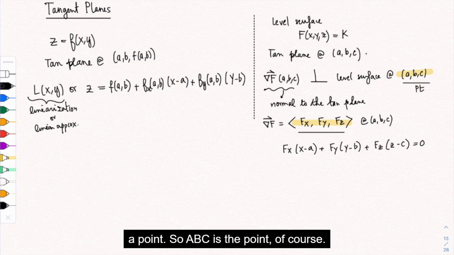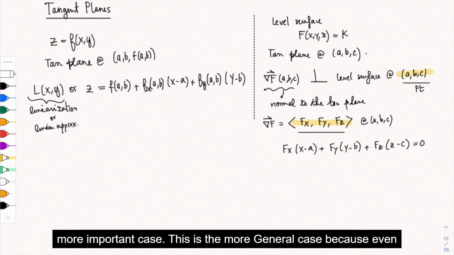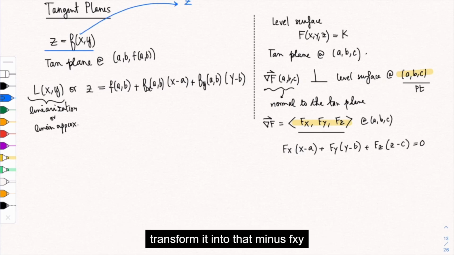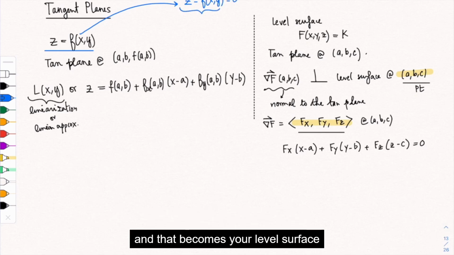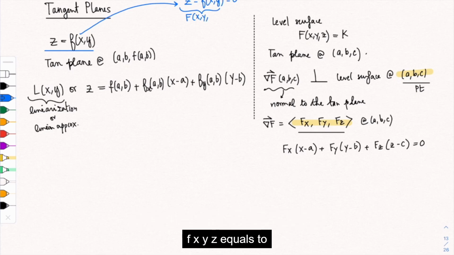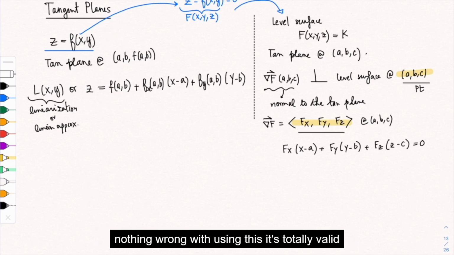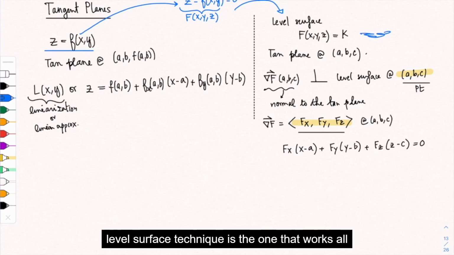So ABC is the point. Of course, as I mentioned in the midterm session, this case is the more important case. This is the more general case, because even if you're given z equals f(x,y), you can transform it into z minus f(x,y) equals 0, and that becomes your level surface, f(x,y,z) equals 0, and then you can just use this technique. Again, there's nothing wrong with using this. It's totally valid. I'm saying the level surface technique is the one that works all the time.